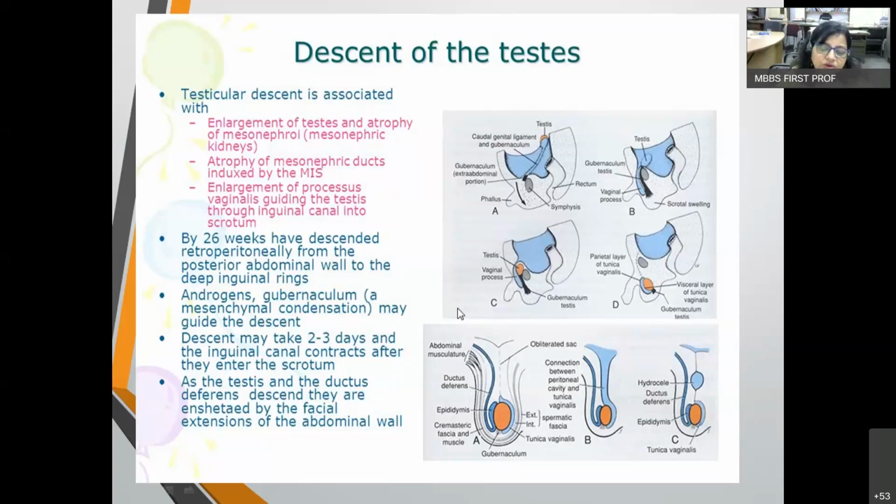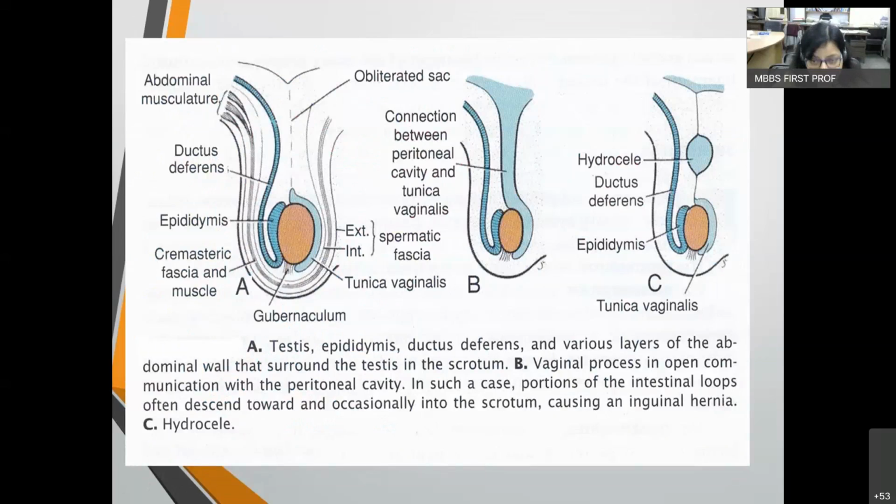The descent of the ovary, testis, and the herniation part you will study when you study the abdomen and pelvis. I mean, you must be studying abdomen and pelvis these days, it is going on.